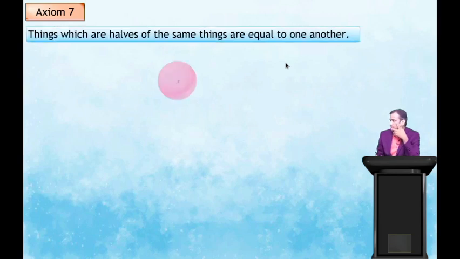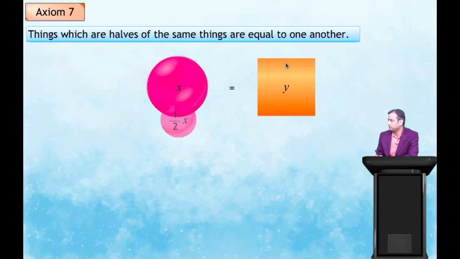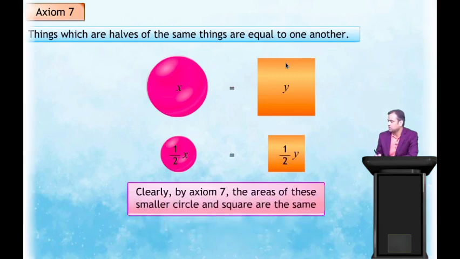Now another axiom 7. Things which are half of the same things are equal to one another. So it is again the same as axiom 6, which makes double, but it makes half. So if x and y are equal, then their halves are also equal. Clearly by axiom 7, the areas of these smaller circle and squares are the same.